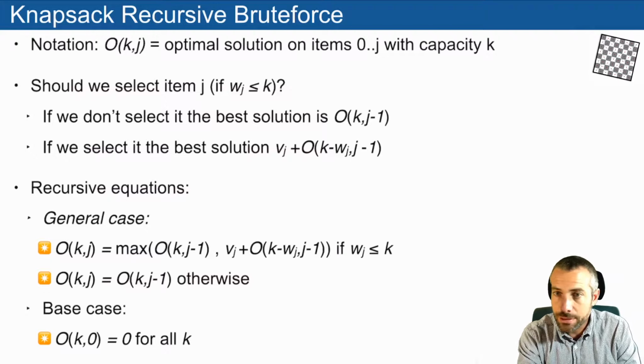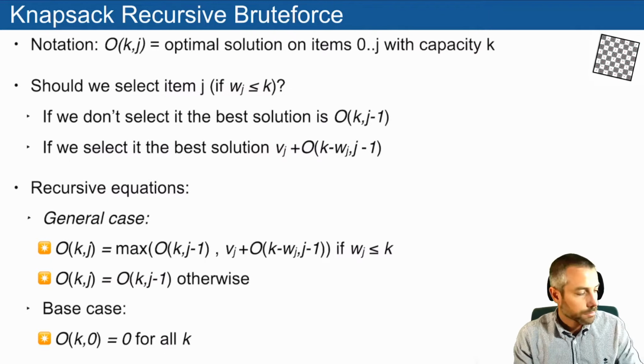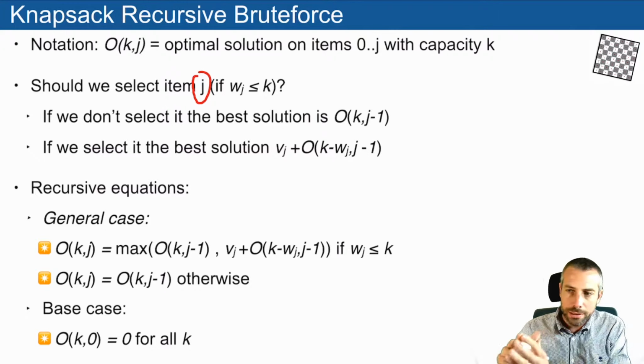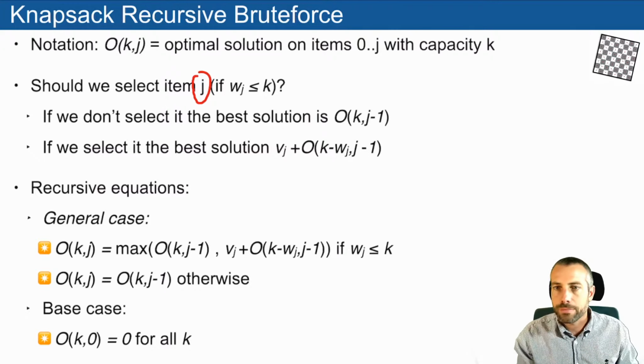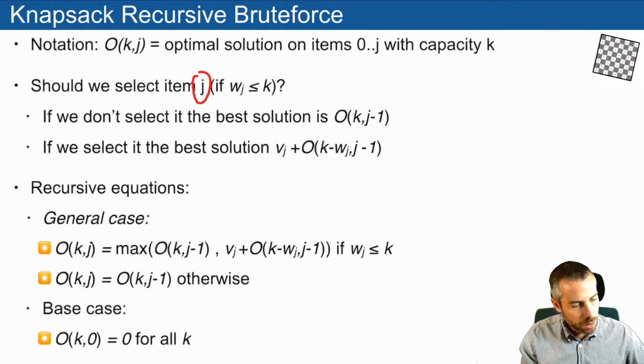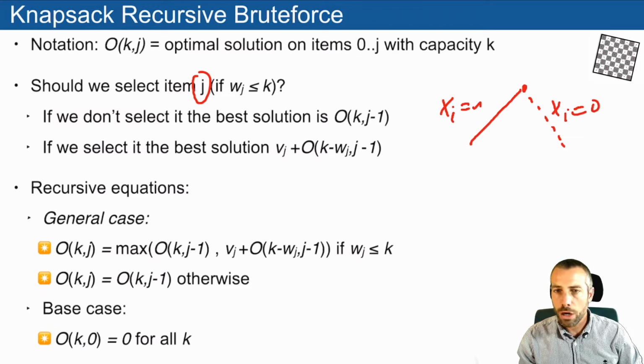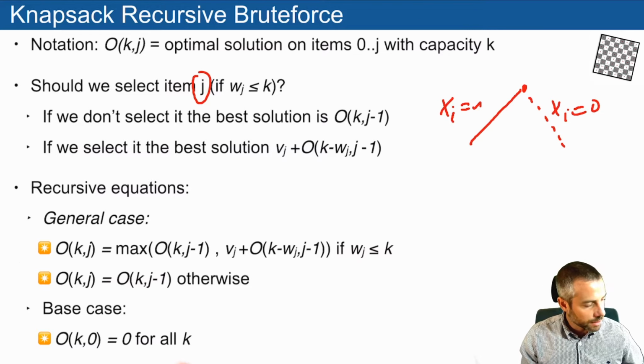I can write recursive equations for solving that problem, okay? The recursive equations will basically consider two possible choices for a given item j. Either you take it and you go to the right, or you don't take it and you go to the left, exactly as we did before. If you remember, you take it and you don't take it. Taking it means that x_i is equal to 1, and not taking it means that x_i is equal to 0. This is what I'm considering here in my recursive equations.